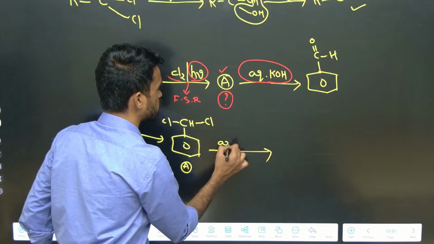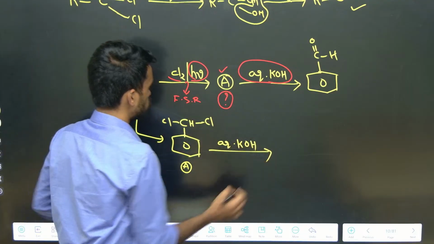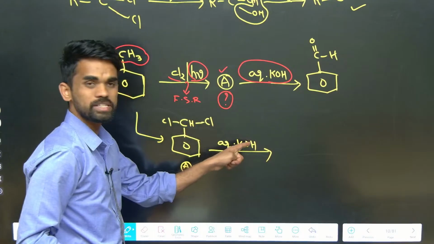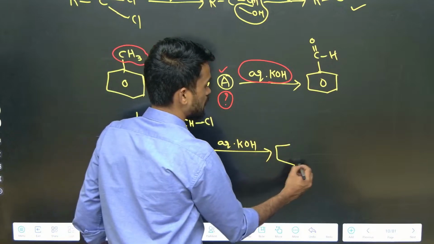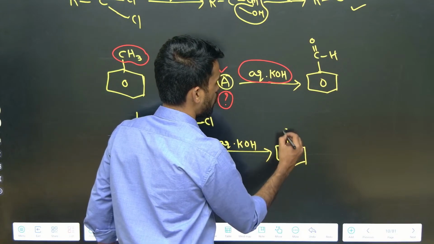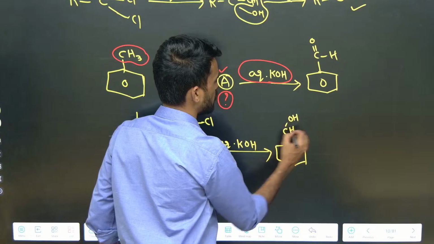Treat this with aqueous KOH. So this chlorine can get replaced by OH group, and this chlorine also gets replaced by OH group, so that we will get a geminal diol. Geminal diol will look like this.